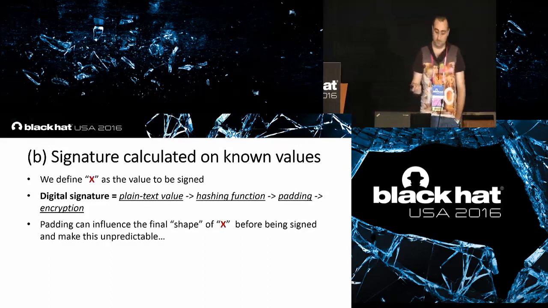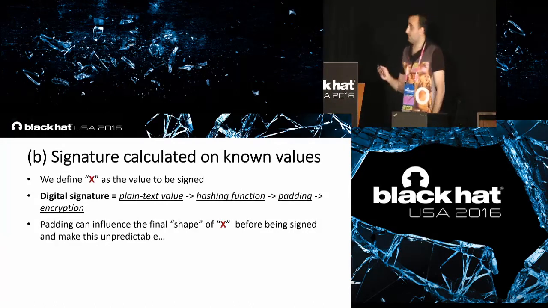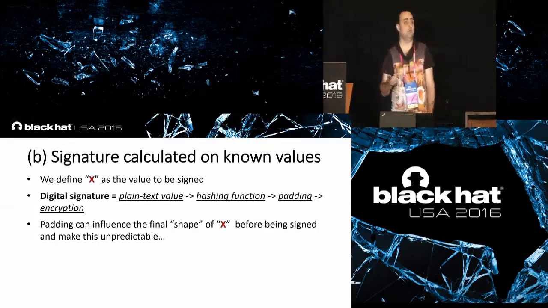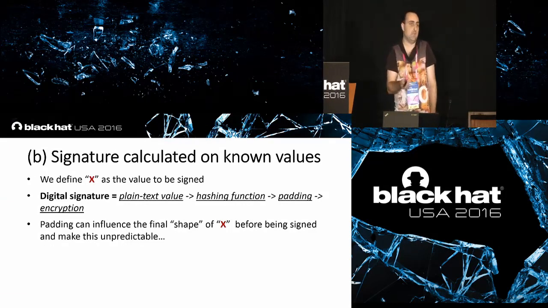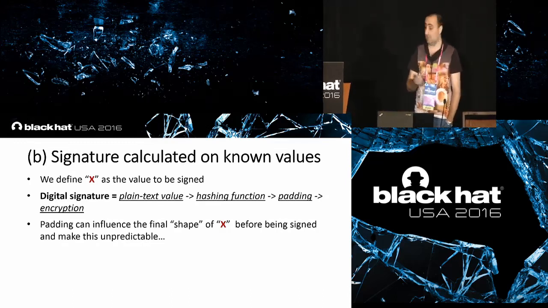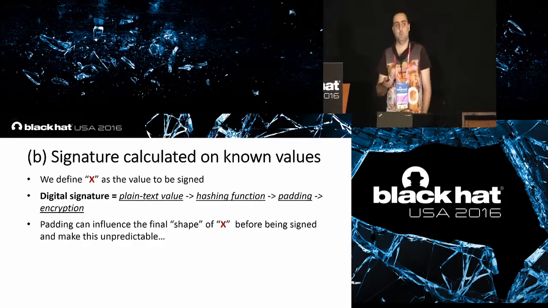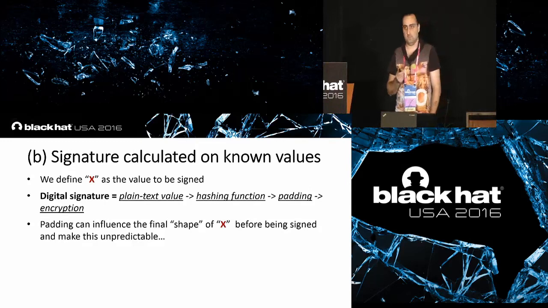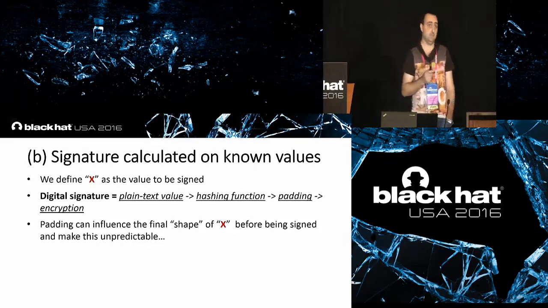So each of these passages actually mutates and alters the shape of X. From the plain text to the hashed form, there is no problem as long as we know the hashing function that has been used to generate that hash. And it is something that the user knows just by observing the TLS protocol, the version of the TLS protocol used. But from the hashing function to the padded form, we could experience some problem, because the RSA standard defines some non-deterministic ways to generate padding, such as RSA PSS.